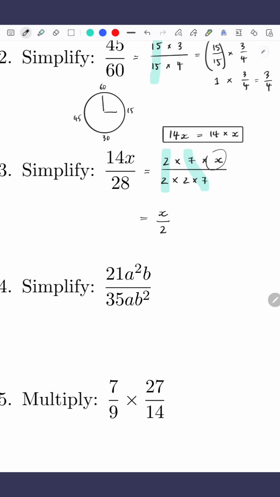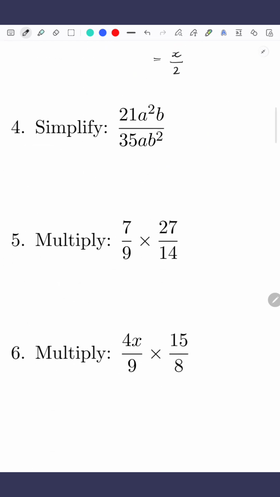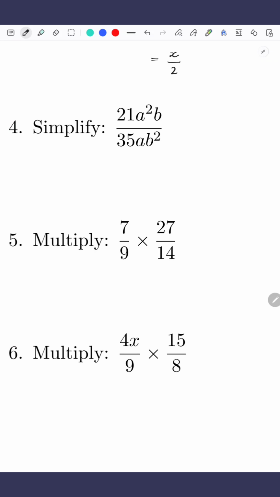And that really is a big deal for some people. If I keep the structure here going well, then it's really obvious what goes on the top and the bottom later and what sort of form it's going to take. Okay, so we're moving up a little bit here with simplifying 21a squared b.